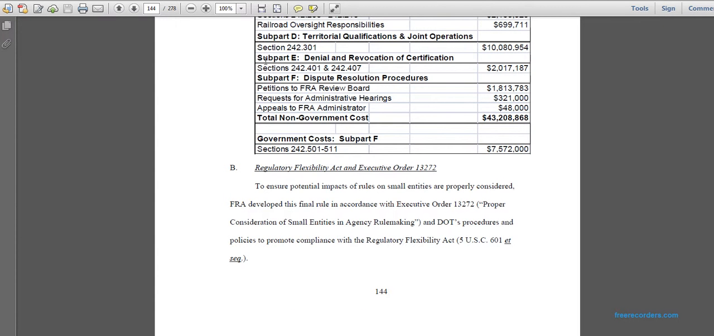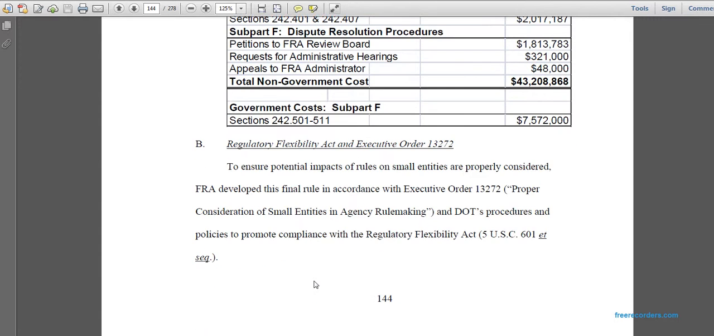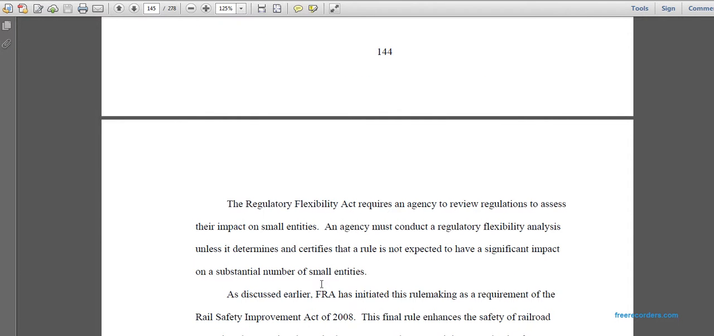Regulatory Flexibility and Executive Order. Executive Order 13272 ensures the potential impacts on small entities are properly considered. The FRA developed the final rule in accordance with Executive Order 13272, with proper consideration of small entities, and the Department of Transportation procedures and policy promote compliance with the Regulatory Flexibility Act, Title 5 U.S. Code 601 et seq. The Regulatory Flexibility Act requires the agency to review regulations and assess their impact on small entities. The agency must conduct a regulatory flexibility analysis or certify that the rule will not have a significant impact on a substantial number of small entities.